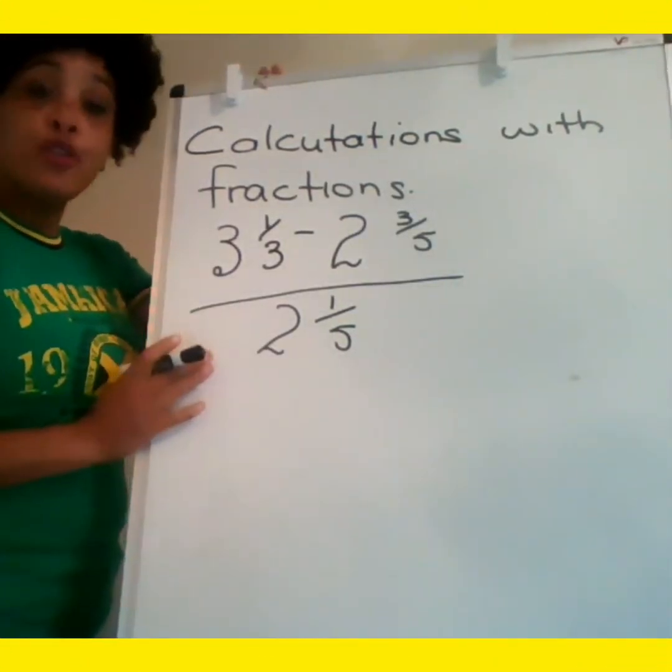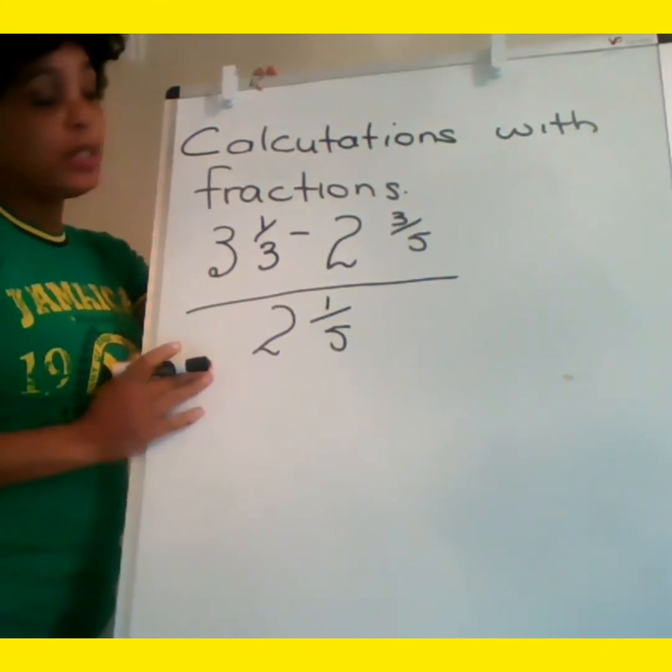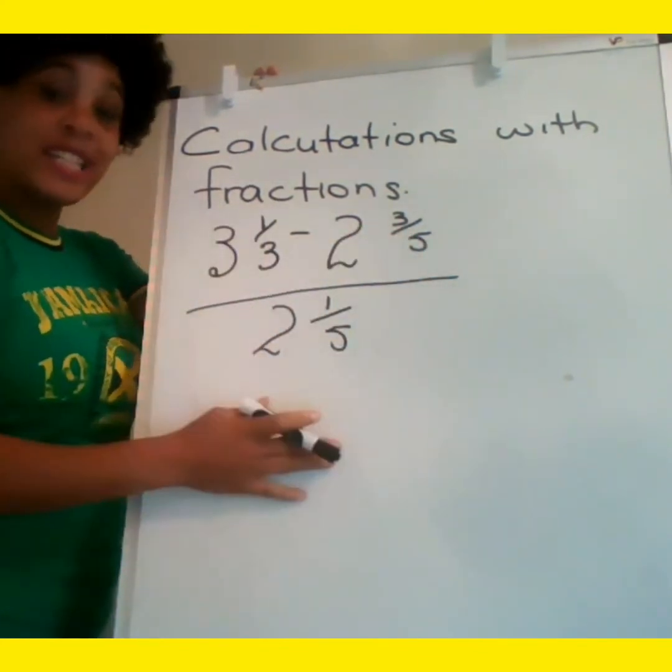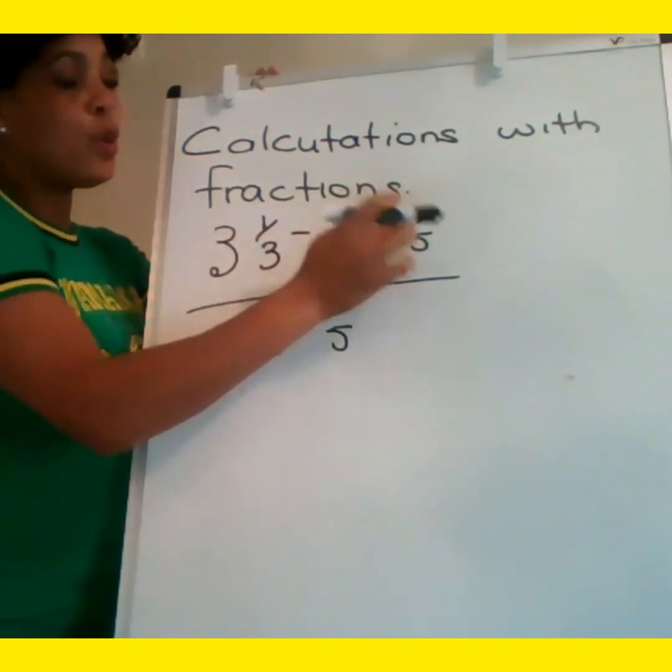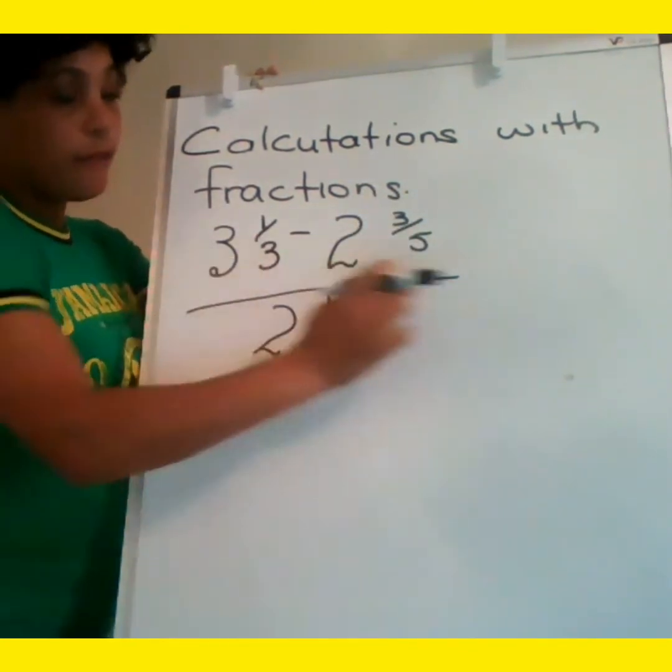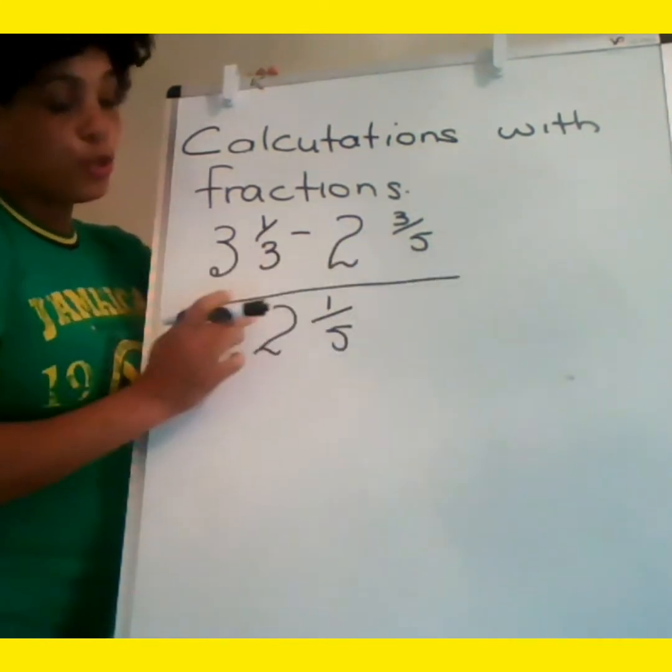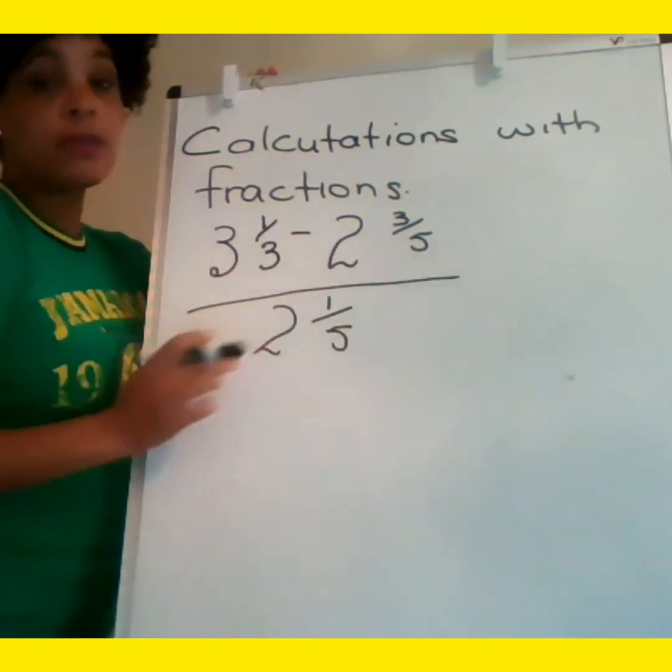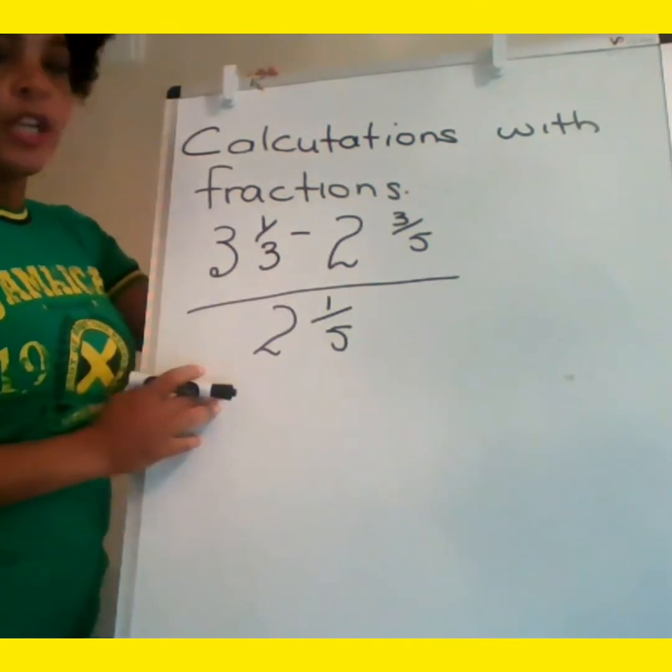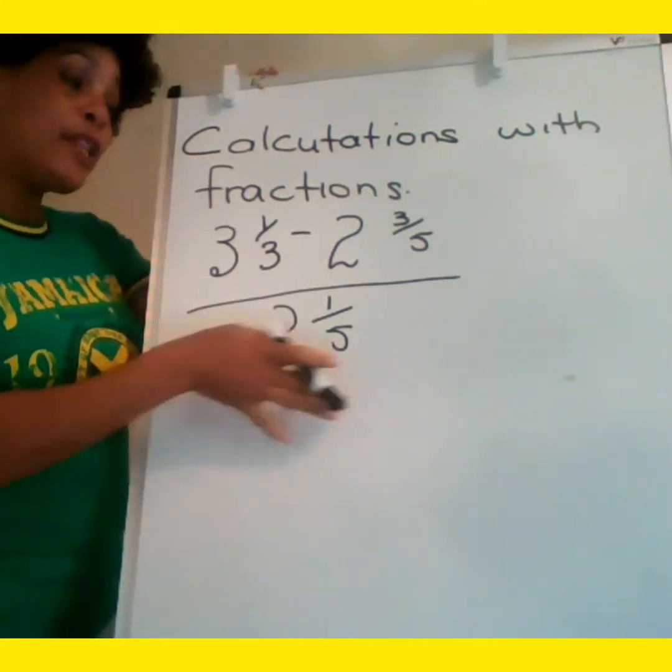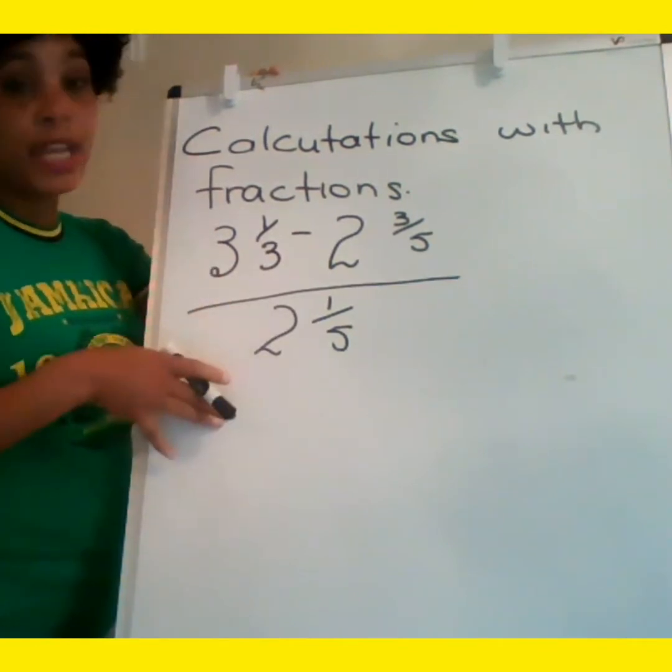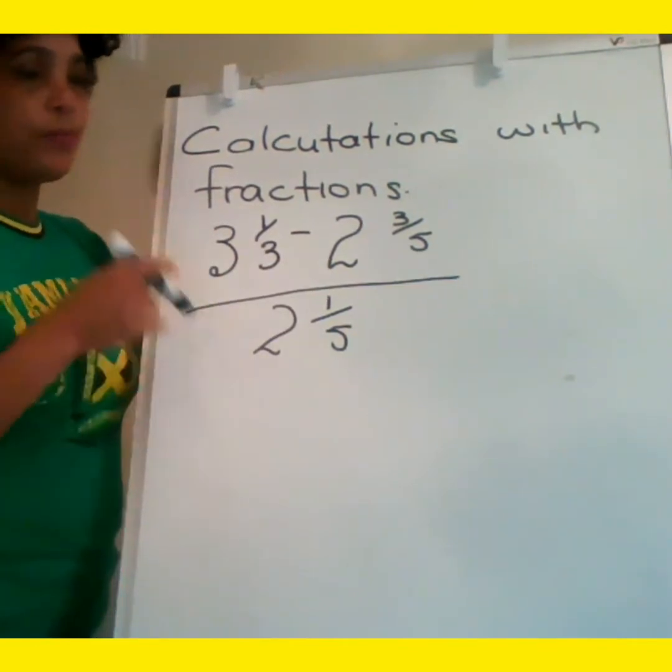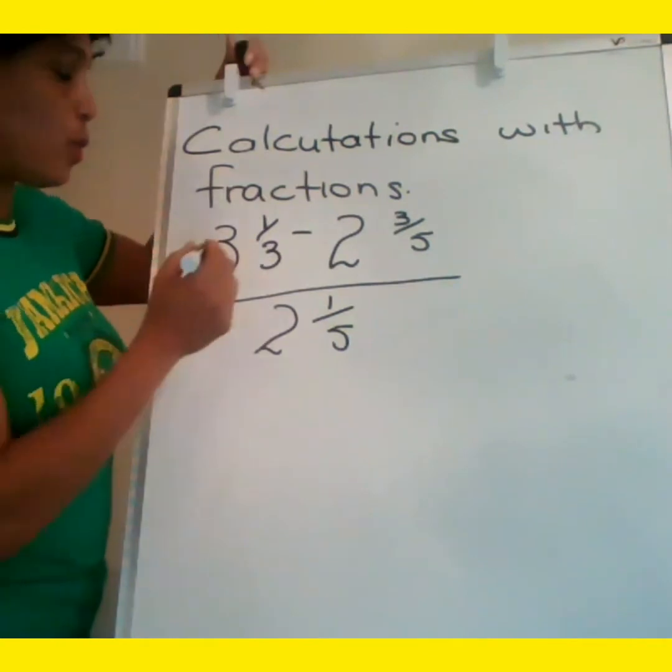Now here we have another question. This question involves a subtraction and a division. So 3 1/3 take away 2 3/5, all over 2 1/5. This line means divided by. Now again, I recommend you stop this video, have a go at this, see if you can do it, and then come back and check the answers. Now, let's have a go at what's going on.